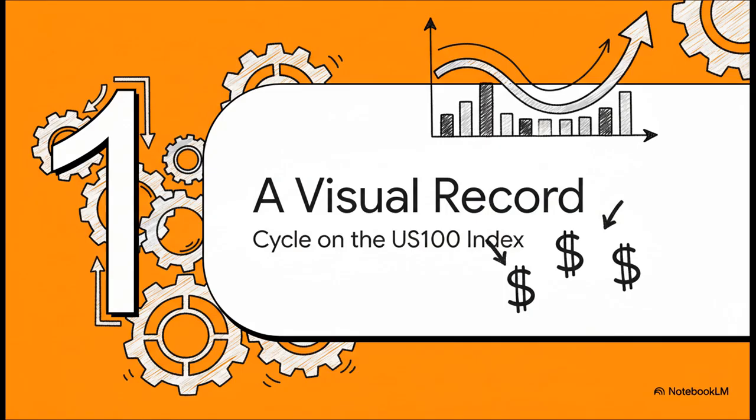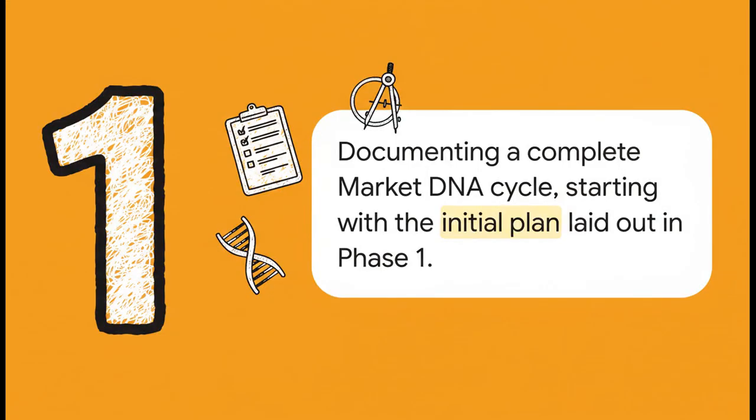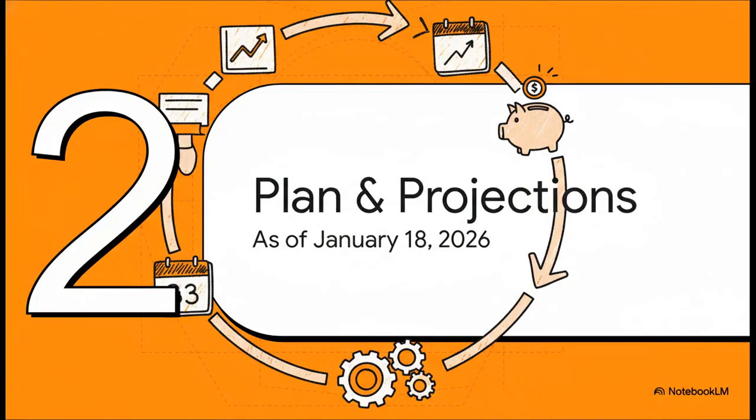We are documenting a complete market DNA cycle here. The asset we're looking at is the NASDAQ 100, which you might also see referred to as the US100 index. We're going to start right at the beginning, with the initial plan. This is the blueprint, everything that was laid out back in Phase 1 of the cycle. So, let's kick things off with Phase 1, the plan and projections. Think of this as the cycle's blueprint. This entire setup was established on January 18th, 2026.